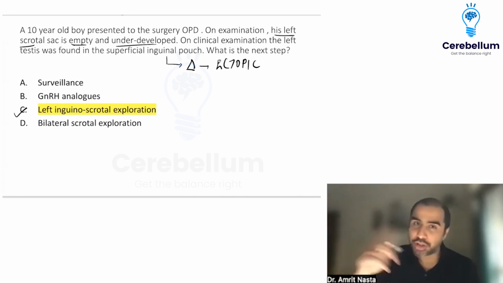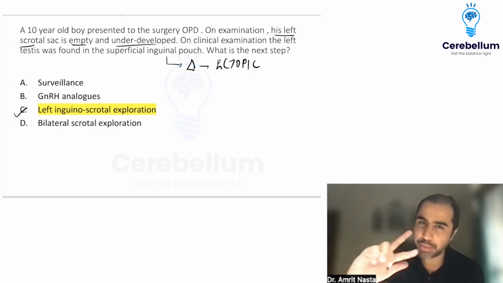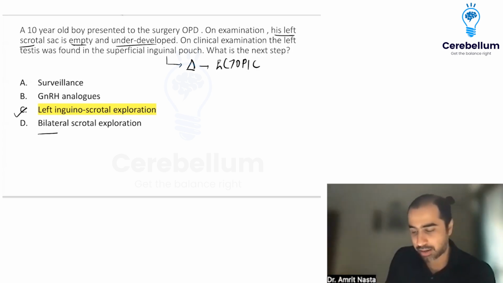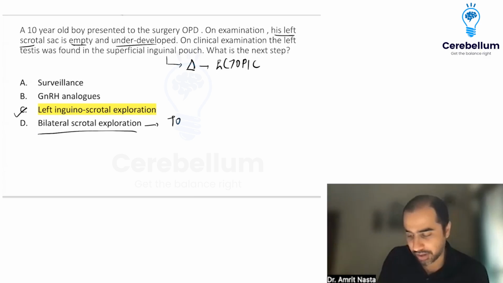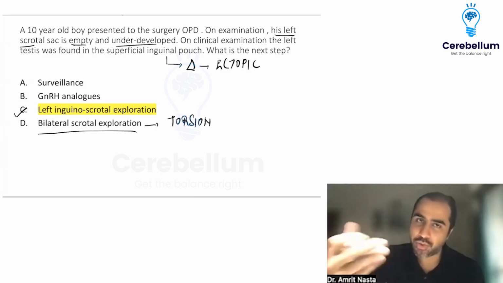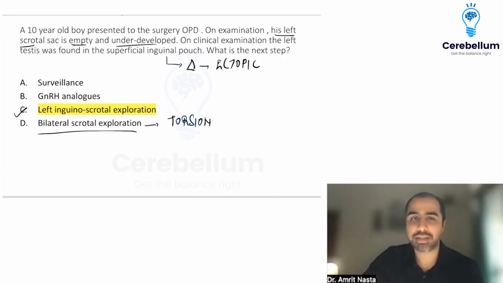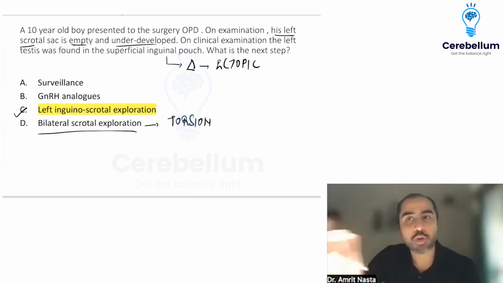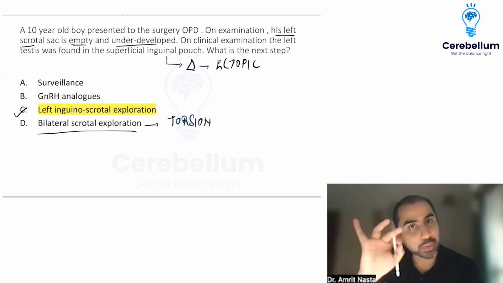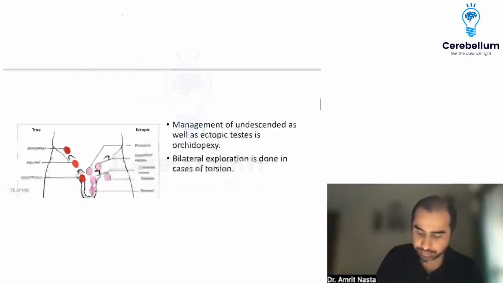So on one side, what about the other side? Is there any disease where you do bilateral exploration? Why did I put this option? Bilateral scrotal exploration is done in torsion. Don't mix up the two. In undescended testes, you will only explore the side where the problem is. In torsion, you will explore both testes. That was a trick that I put over here.